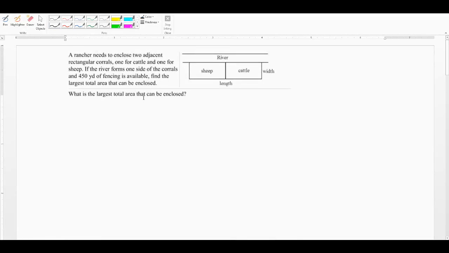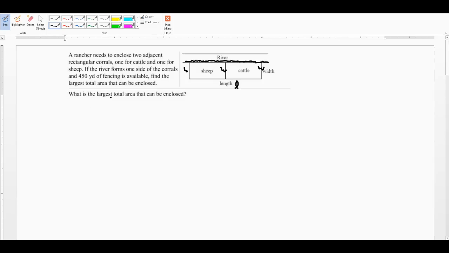Now consider this example. You have a rancher who wants to build a fence. Now part of the fence is the river, so it means we don't have to worry about this part. It's already enclosed with the river. But he wants to cut the fence in two, so we have that width, and that width, and this one length. So what we're going to do, we're going to use the perimeter to help us find the largest total area that can be enclosed.